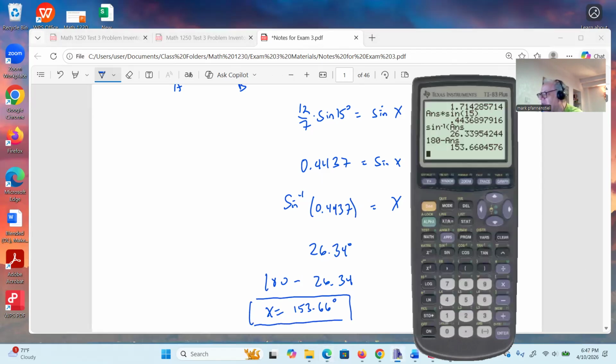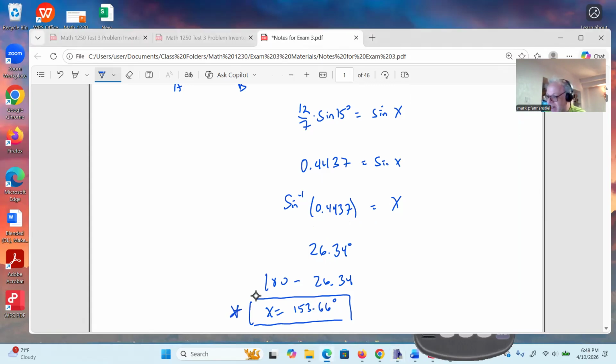Just in case you don't believe me, and I wouldn't blame you, you could check what the sine of that angle is. I think it's going to give me 0.44367. What do you know, it gives me 0.44369, so it gives me the same value. When I just take the inverse sine, it's in quadrant one. You have to say 180 minus that to get the one in quadrant two. Now, 153 is more than 90 degrees. That is an obtuse angle. That's why I know this is the correct answer.